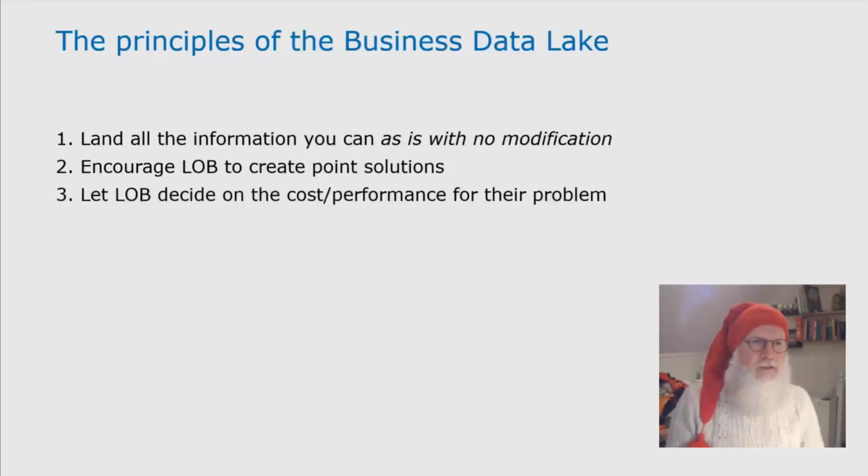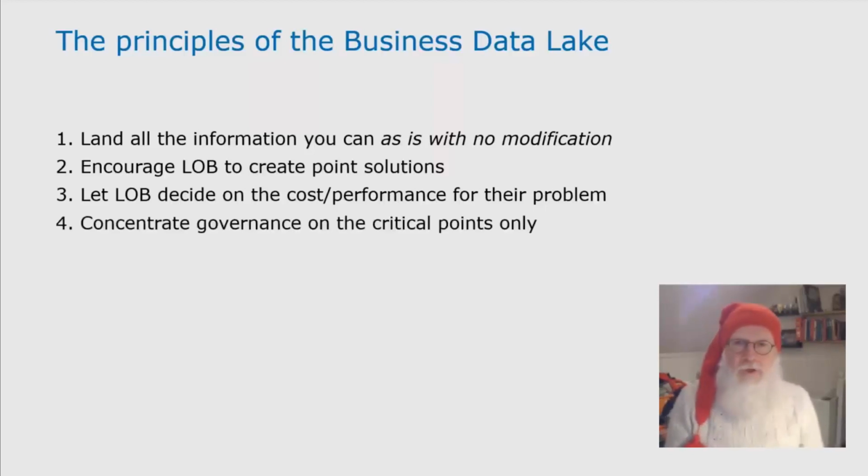This means that you can let the line of business decide on the cost/performance of their problem, and they will take over, which leaves IT to concentrate on governance only on the critical points, and they can assist line of business in transformation and so on, but it's still within line of business to decide how they want it done and take ownership of it.